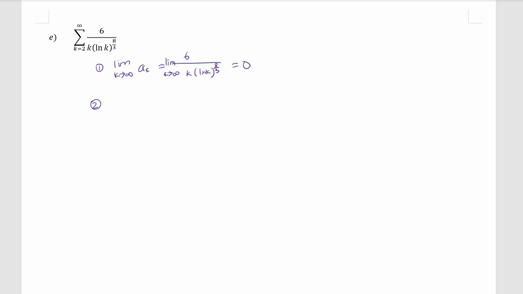Okay, so next step, you can see k downstairs. So it's like 1 over k. The derivative of ln of k is 1 over k. So that's why this is an integrable function. We define f of x to be 6 over x times ln of x to the 8 over 3. And we say this is continuous, positive, and decreasing. Integral from 2 to infinity of this.